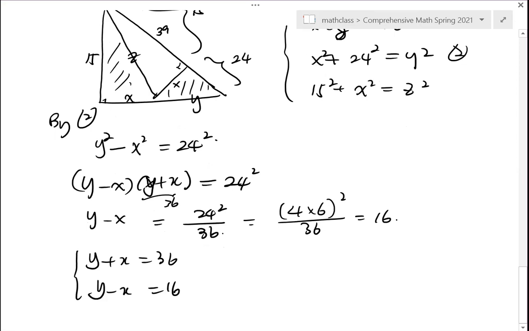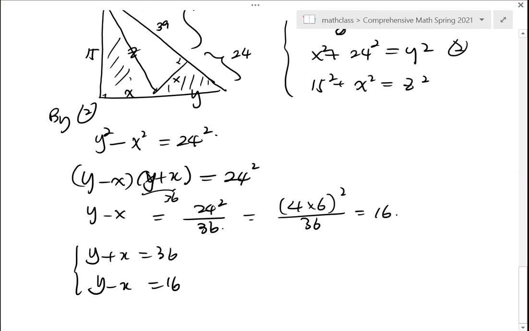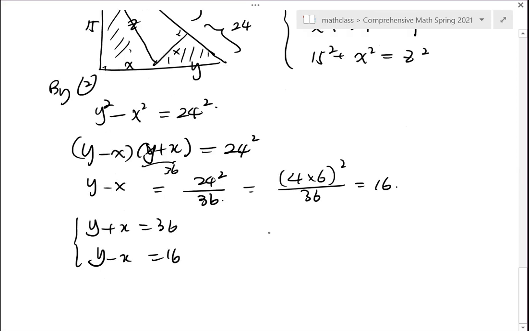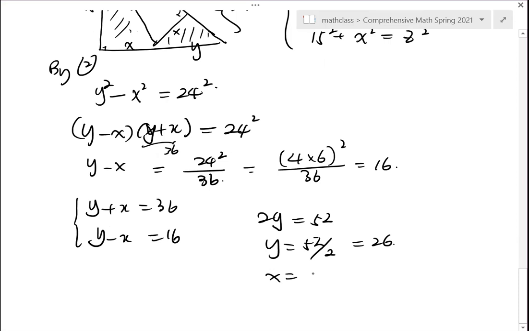So they're not equal, right? Add them together, 2y equals 52. So y is 52 divided by 2, that'll be 26. Once you get that, then you can get x. X is 10. So then you get z. Let's skip that step.